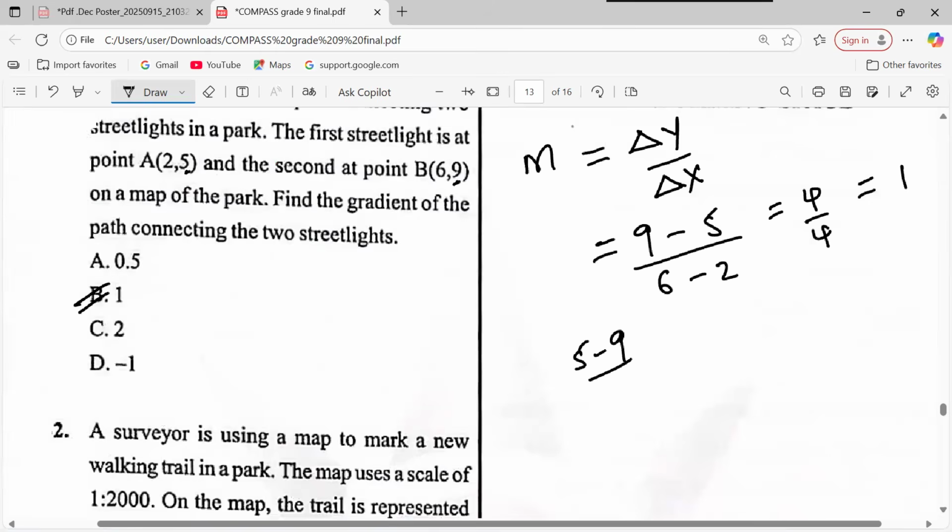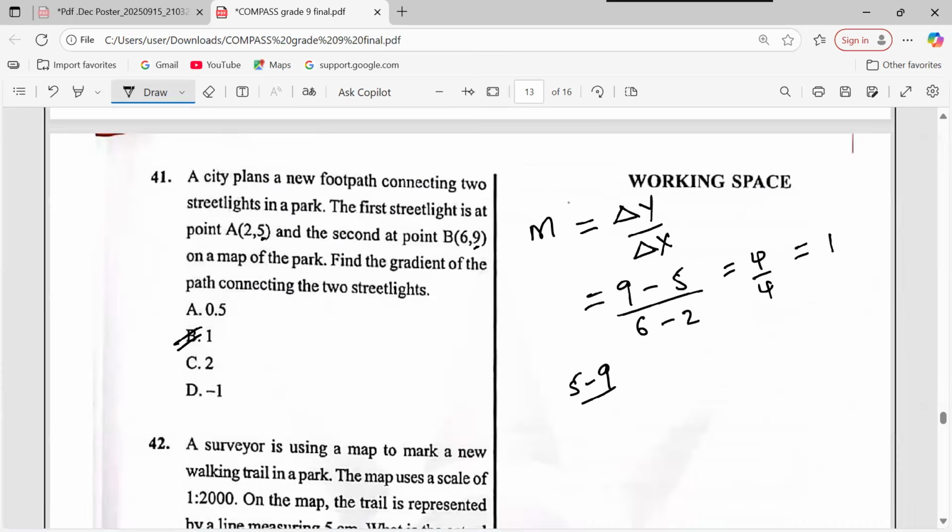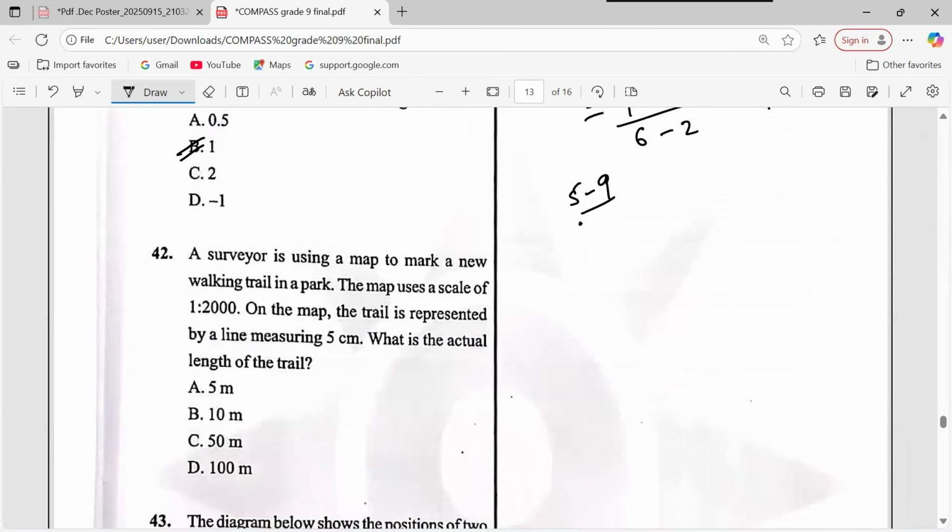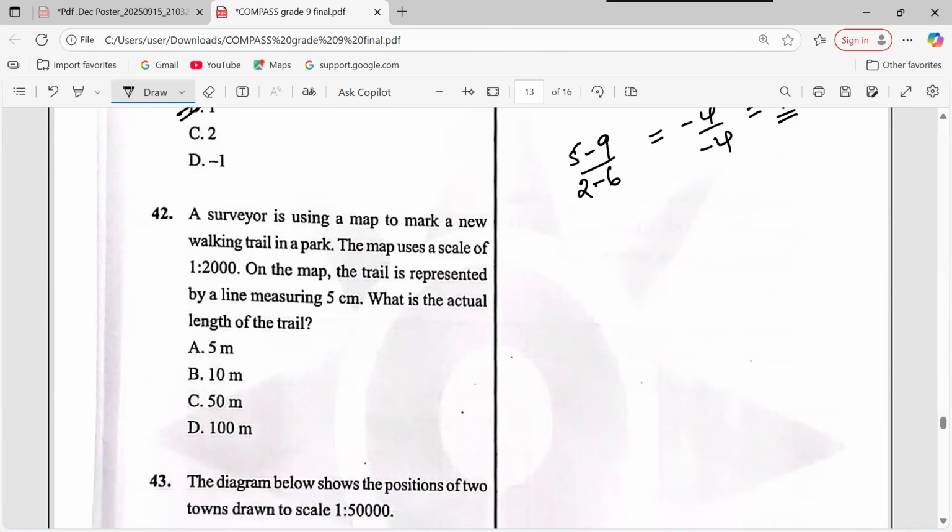Out of 2 minus 6. This is negative 4 over negative 4 and shall still simplify to positive 1.